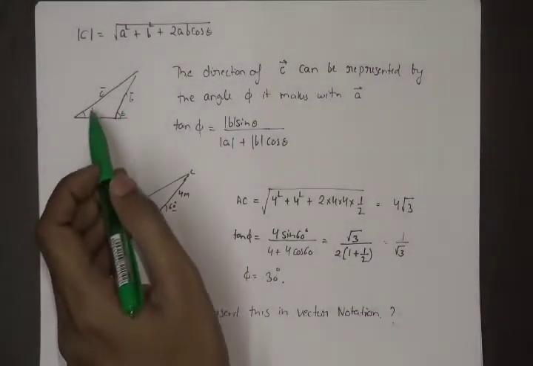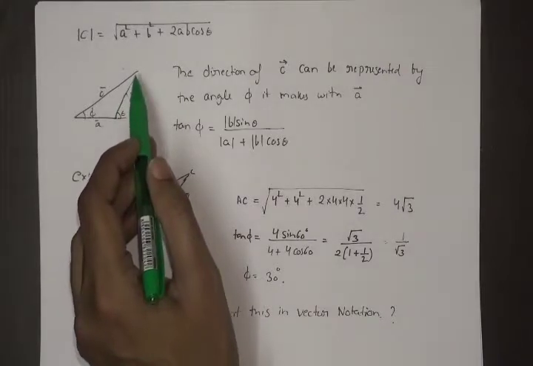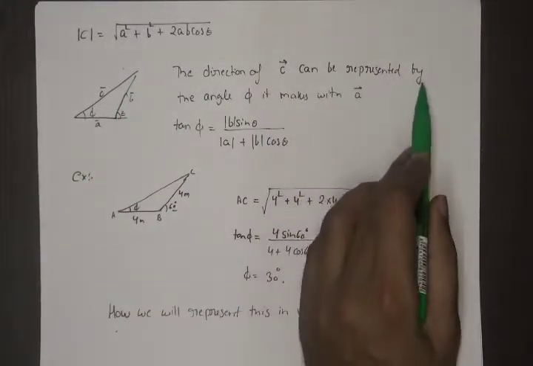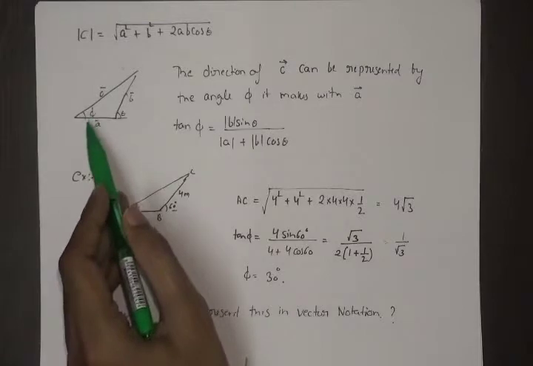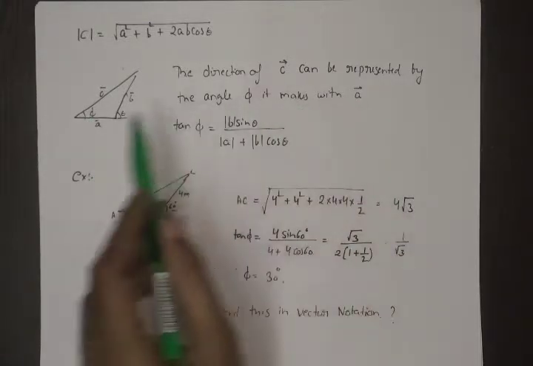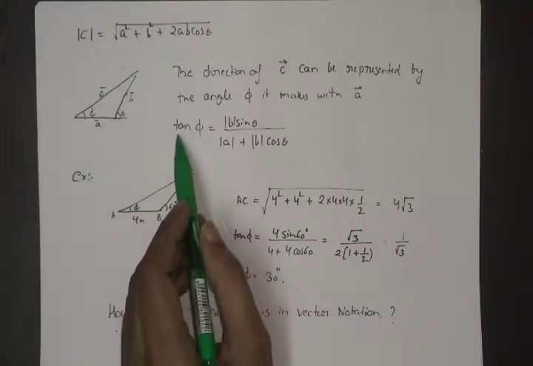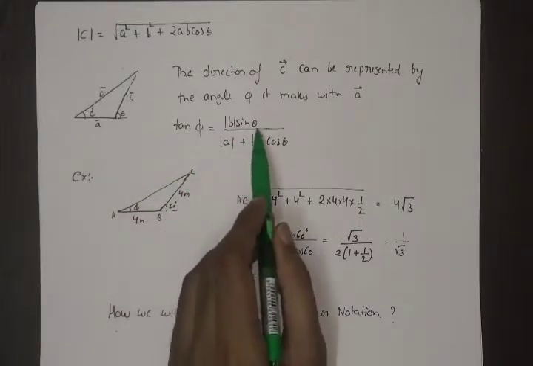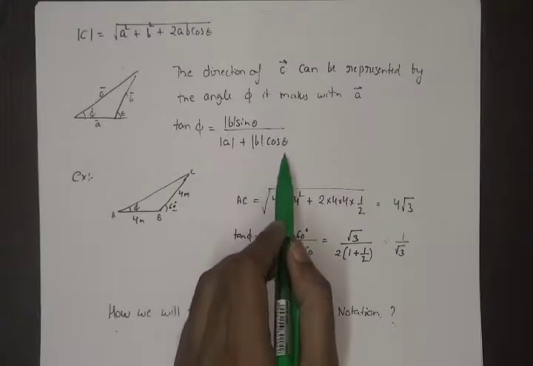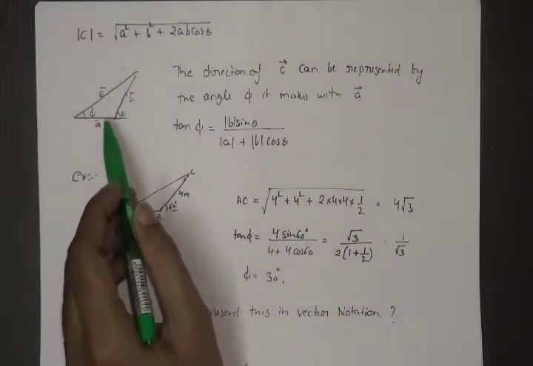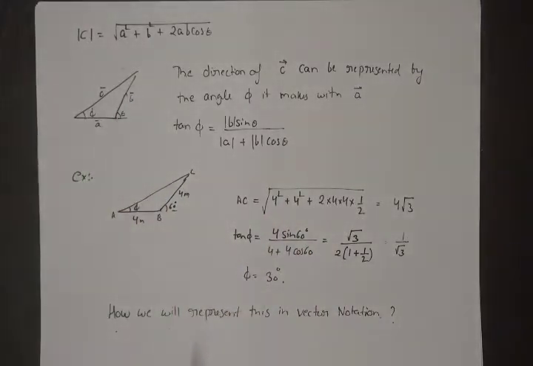And C vector also has its own direction. The direction of C can be represented by the angle phi it makes with the vector A, and this phi we know will be given by tan phi is equal to B sin theta upon A plus B cos theta, where theta is the angle between A vector and B vector.